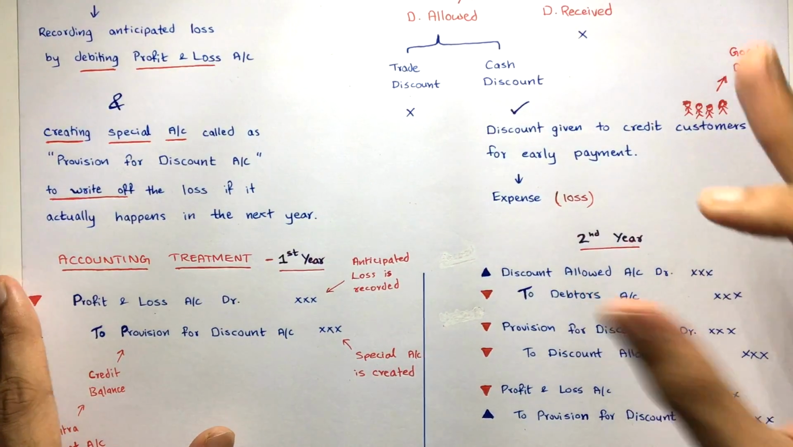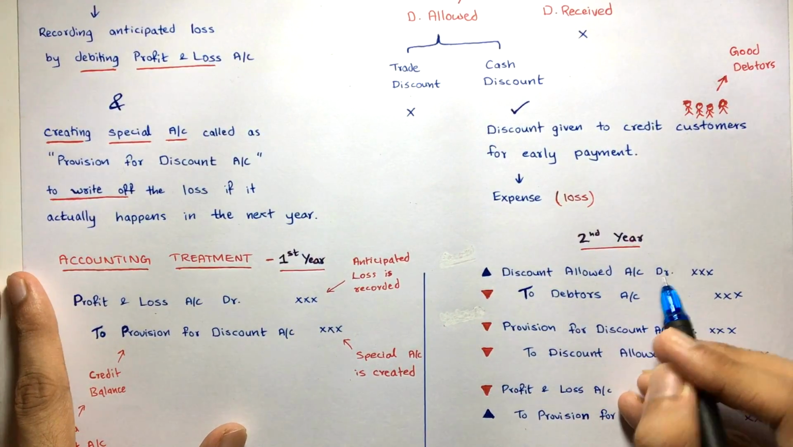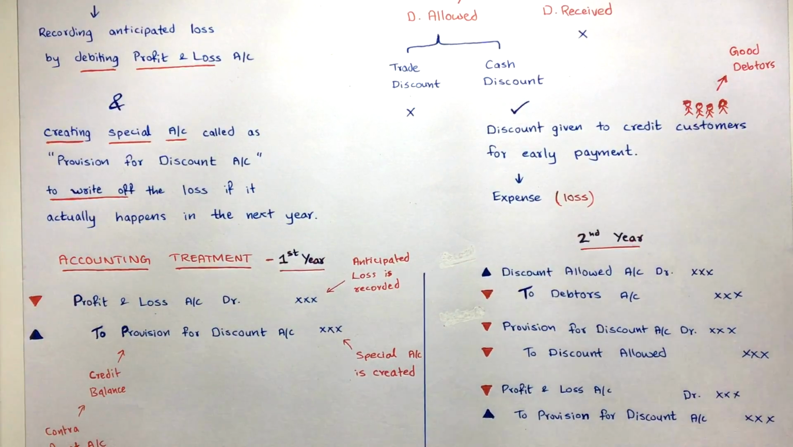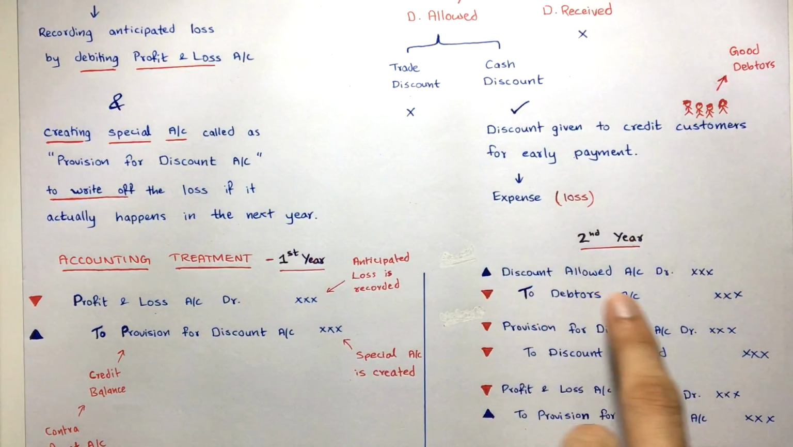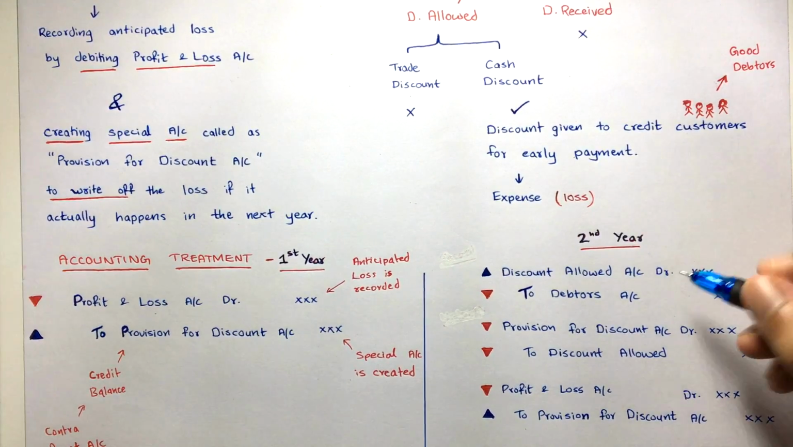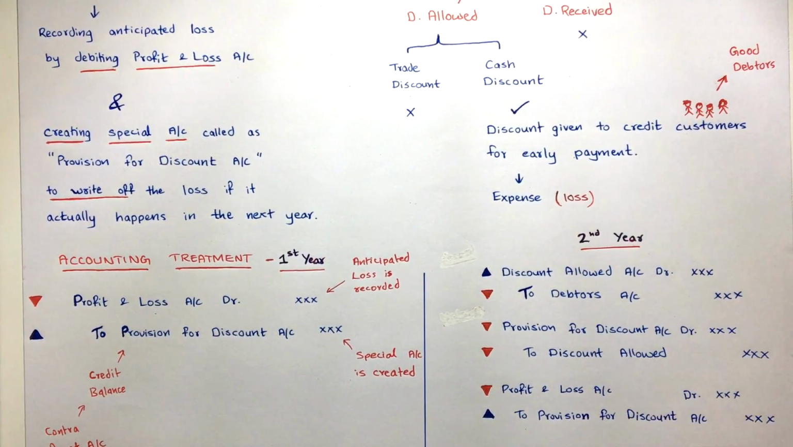But if you're just talking about the discount allowed, then the entry is like this: discount allowed account debit. You're debiting the discount allowed because it's an expense. To record the expense, what do you do? You debit, right? So discount allowed account debit, it's a loss. So you have to debit and record it. And then you will decrease the debtors account. Let's just say 50-50. Okay, 50 rupees to debtors account. Okay. And then what will happen?